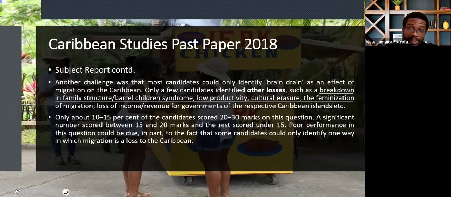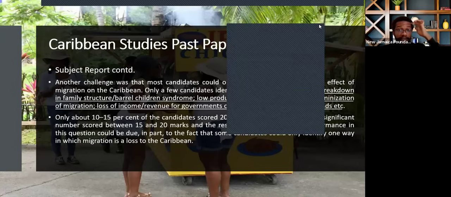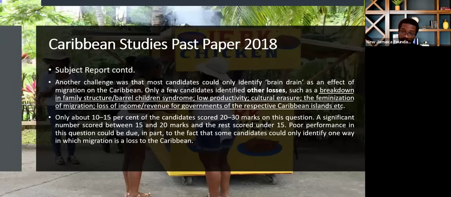Another challenge was that most candidates could only identify brain drain as an effect of migration in the Caribbean. Only a few candidates identified other losses, such as a breakdown in family structure or the barrel children syndrome, low productivity, cultural erasure, the feminization of migration, loss of income or revenue for the governments of the respective Caribbean islands, etc. Only about 10% to 15% of the candidates scored 20 to 30 marks on the question.